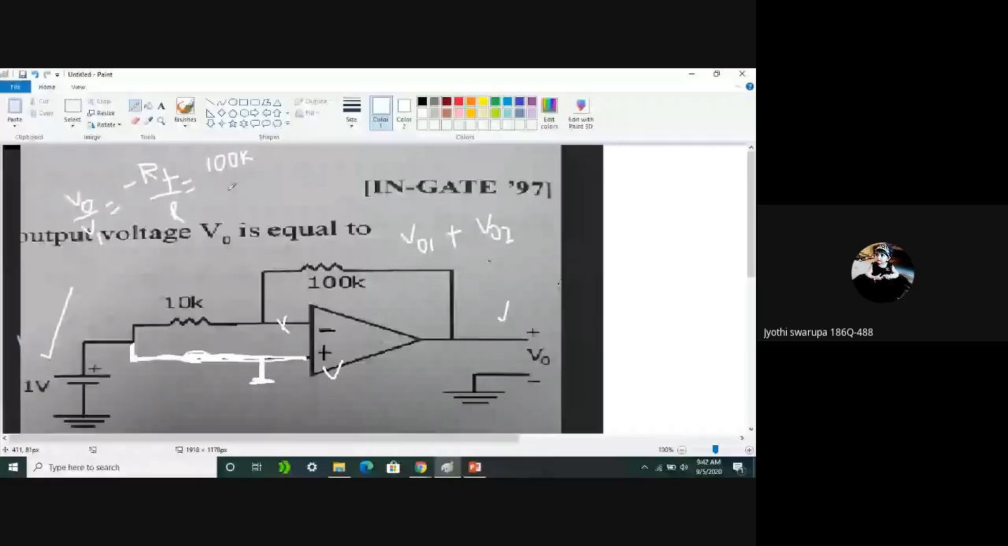R1 is 10K. What is V1? 1 volt. So this is equal to 1 volt, in the sense that there is no need to bother about this one. So this is similar to the 1 volt. Clear?